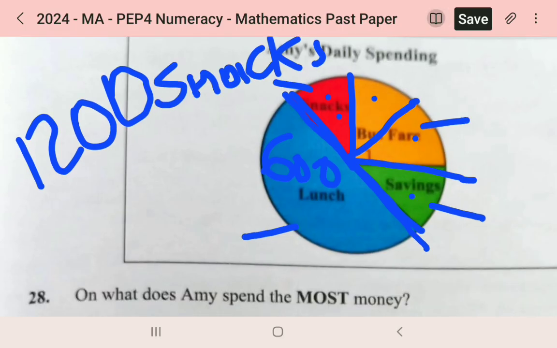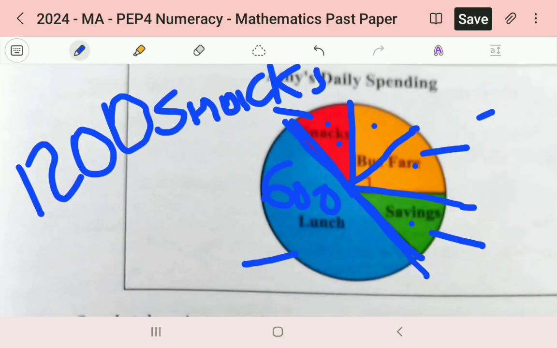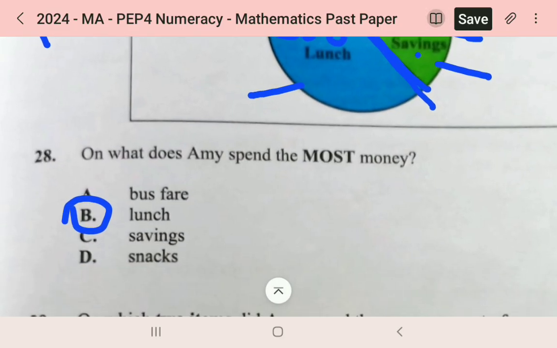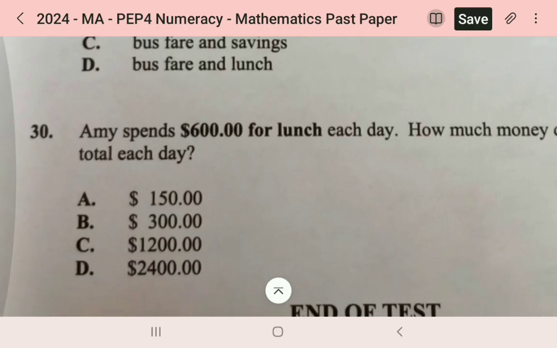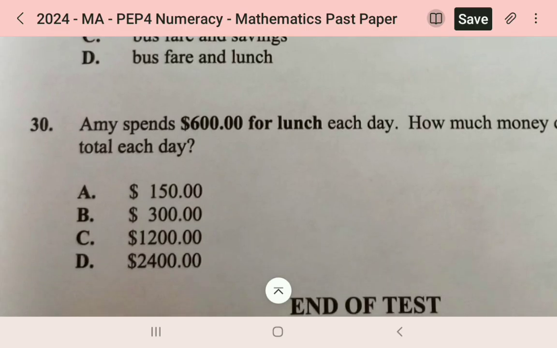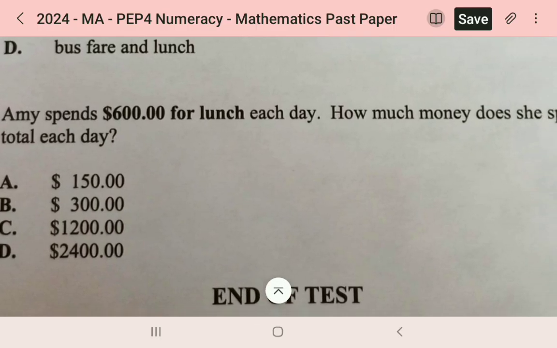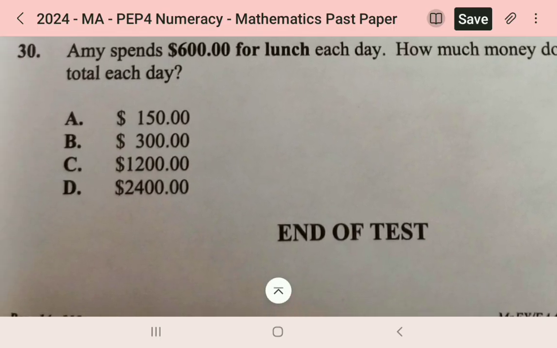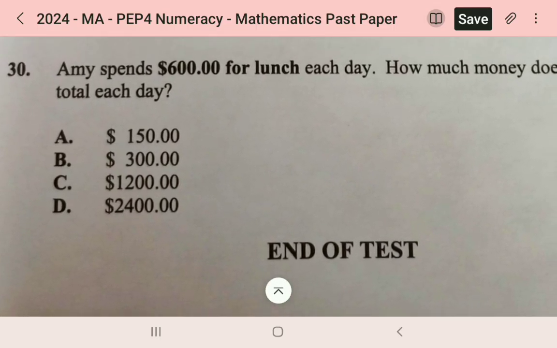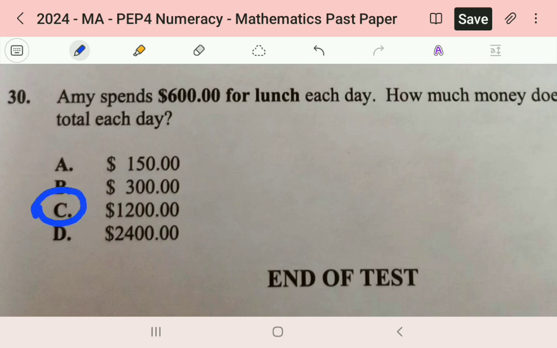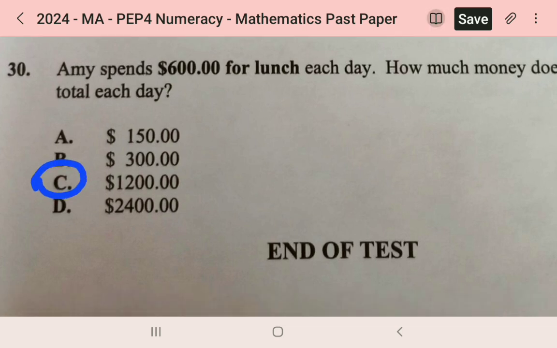But let's see what they want. Let's see if I'm overworking and overthinking unnecessarily. And it might be so. Amy spends $600 for lunch each day. How much money does she spend in total each day? 1,200. We've worked that out because 600 is a half. She spends a half of her money on lunch.